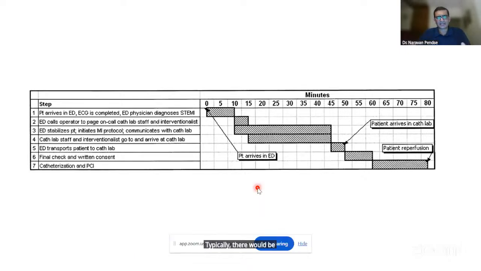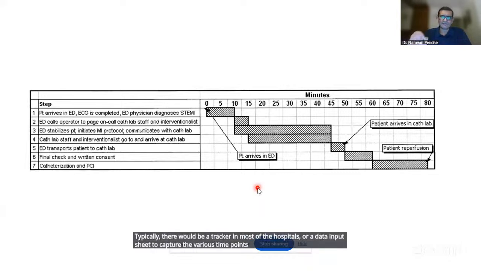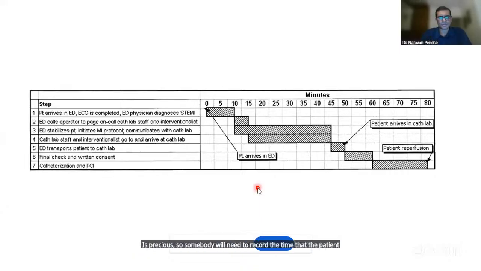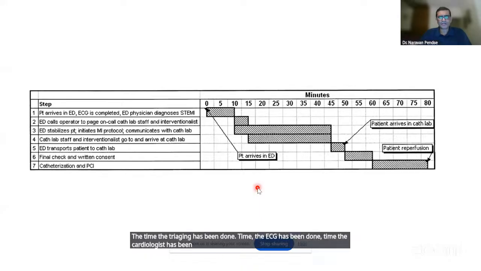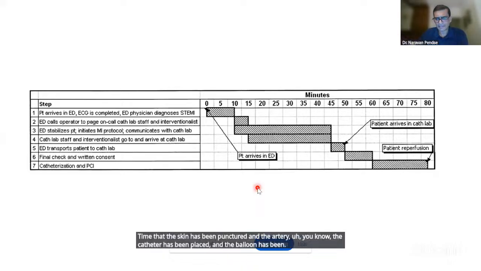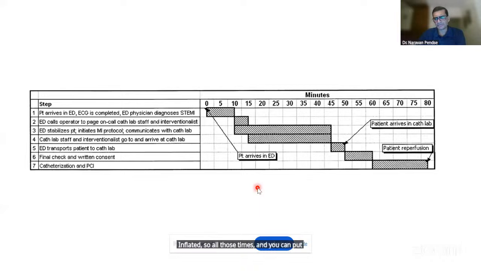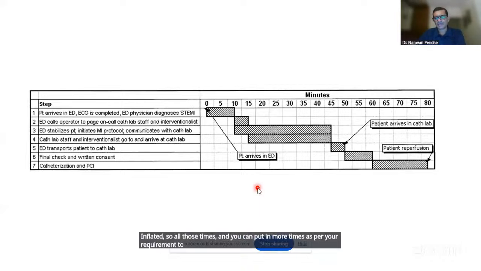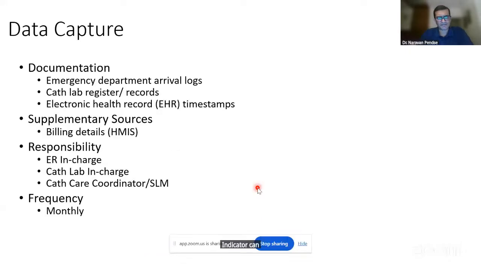Typically, there would be a tracker in most of the hospitals or a data input sheet to capture the various time points, because here every minute is precious. So somebody will need to record the time that the patient has arrived into the ER, the time the triaging has been done, time the ECG has been done, time the cardiologist has been informed, time that the patient has been shifted to the cath lab, time that the skin has been punctured and the catheter has been placed and the balloon has been inflated. So all those times, and you can put in more times as per your requirement, so that this indicator can be measured effectively.